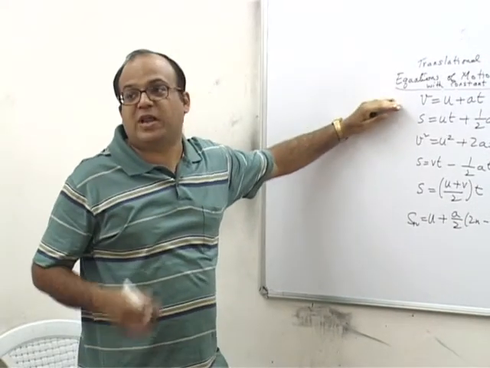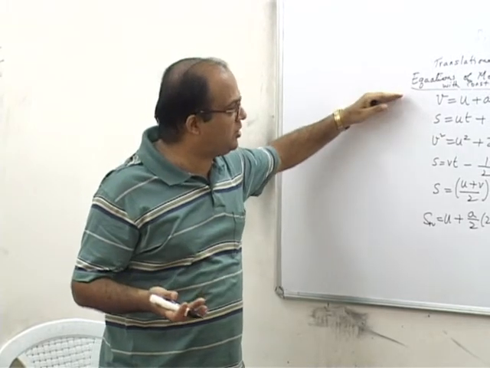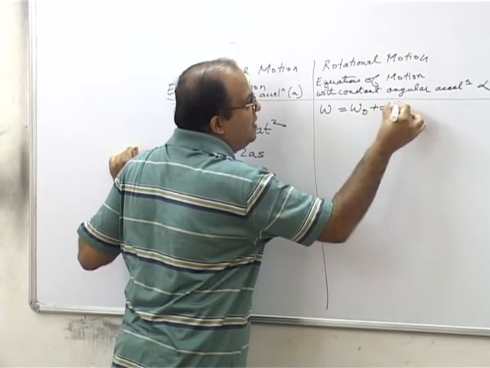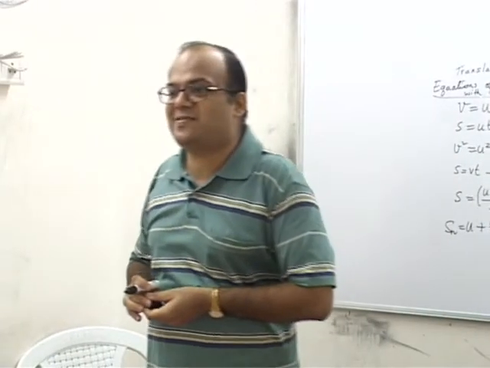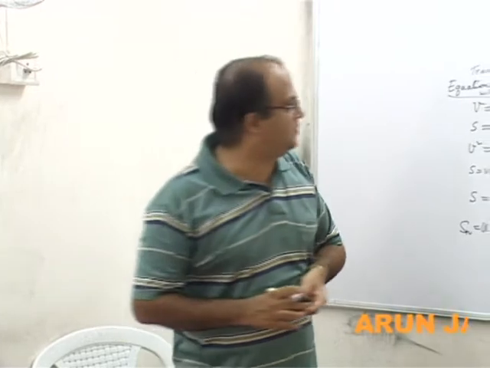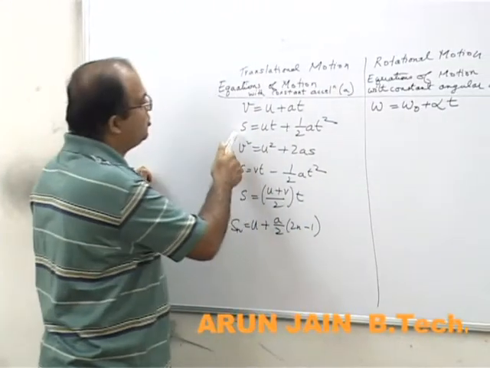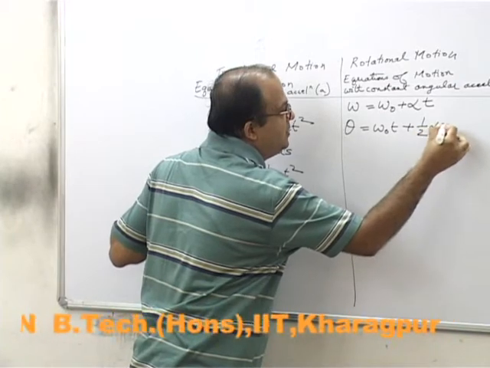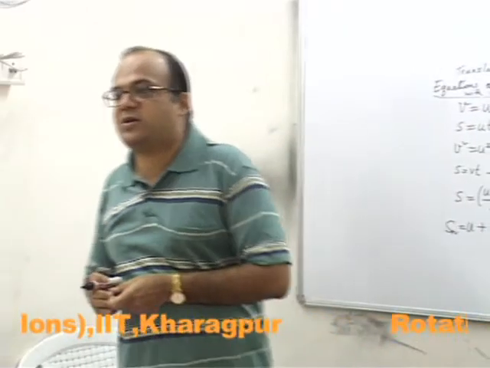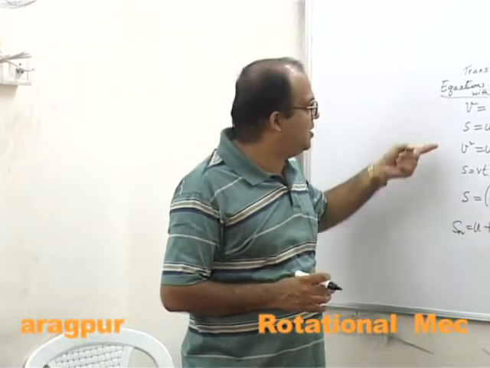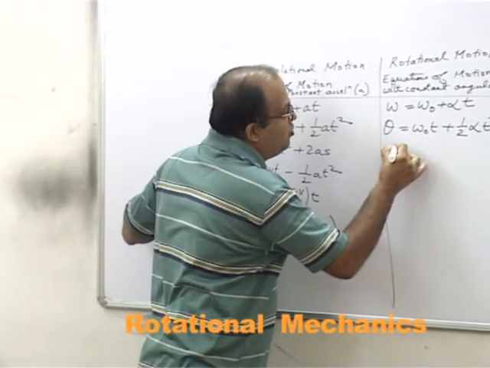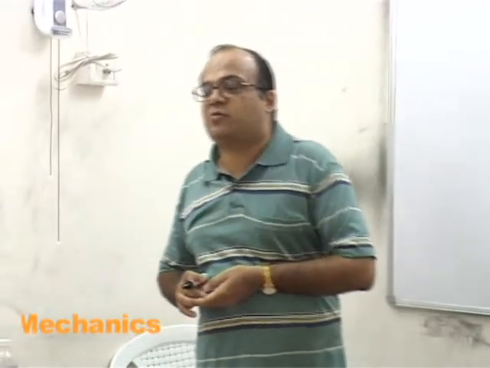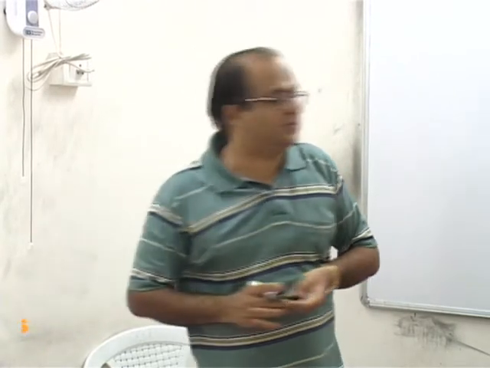Now all these equations will have a rotational equivalent. In rotational motion, v becomes omega, u becomes omega naught, a becomes alpha, time remains t. So the first equation is omega equal to omega naught plus alpha t. Again, s will become theta, u will become omega naught, a will become alpha. So the next equation that we get is theta equal to omega naught t plus half alpha t square. Again, v becomes omega, so omega square equal to omega naught square plus 2 alpha theta.